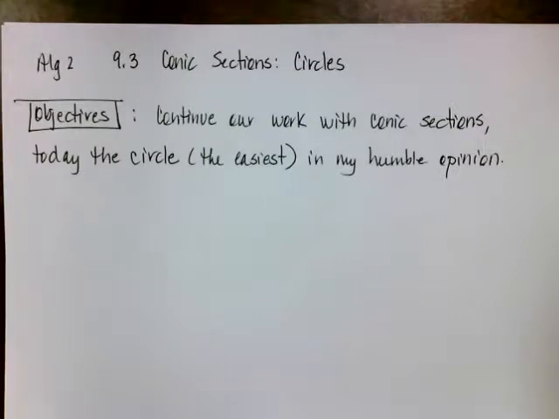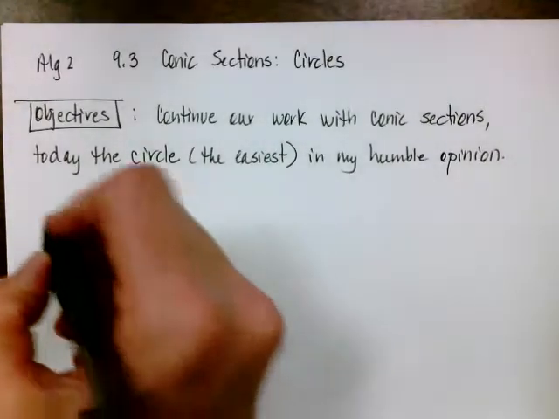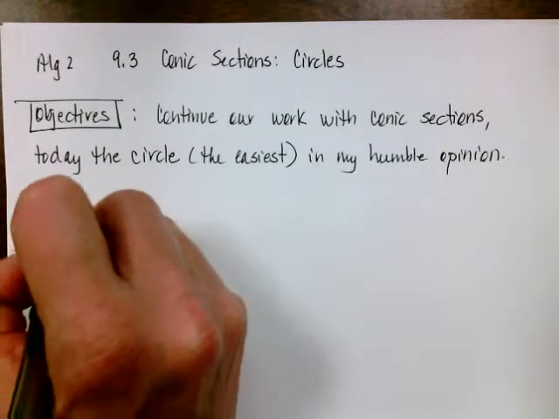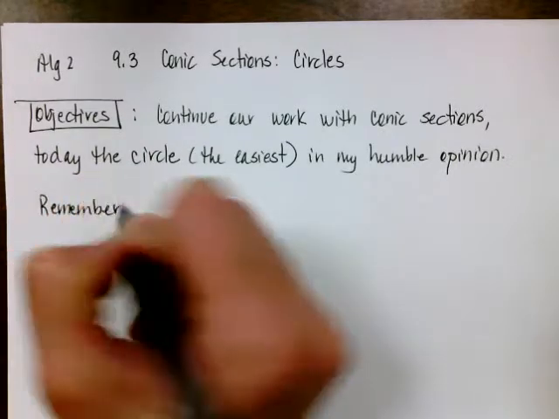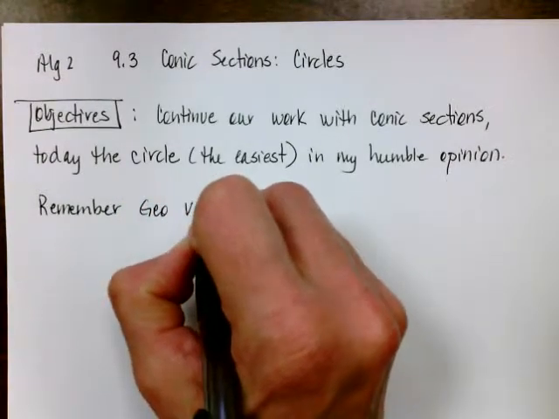Ladies and gentlemen, we're going to do 9.3 today. We're going to continue our work with conic sections. We are going to do the circle today, which in my humble opinion is the easiest of the conic sections. All right, so first we need to go back and remember some vocabulary from geometry. So we're going to do some geo vocabulary.